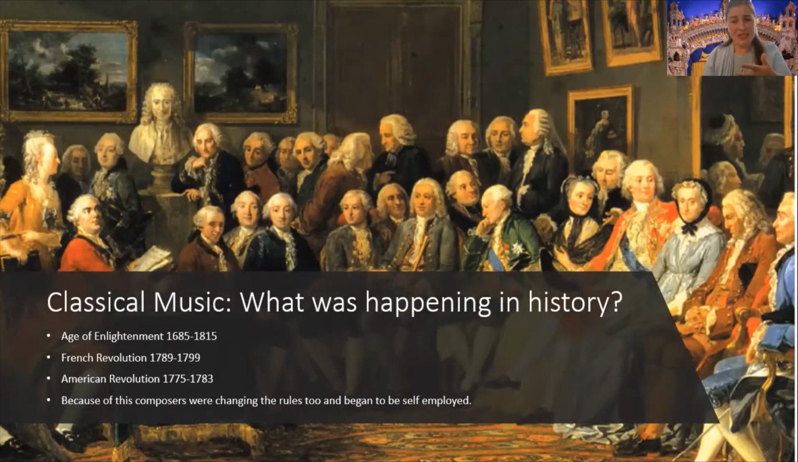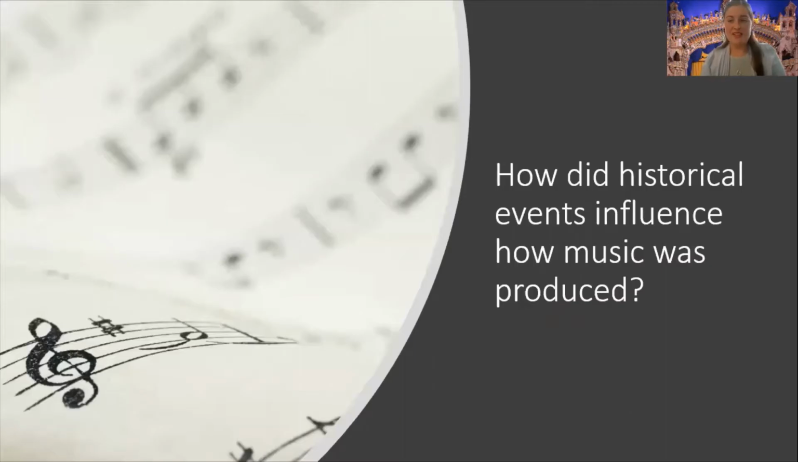And because of this, like I said, composers are writing what they want to write instead of what somebody else wants them to write. Of course, they're still doing commissions, meaning people are paying them to write a certain kind of music or music for a specific occasion, but that is not the entirety of their work anymore. So I want you to answer on your Ed puzzle: How did historical events influence how music was produced?